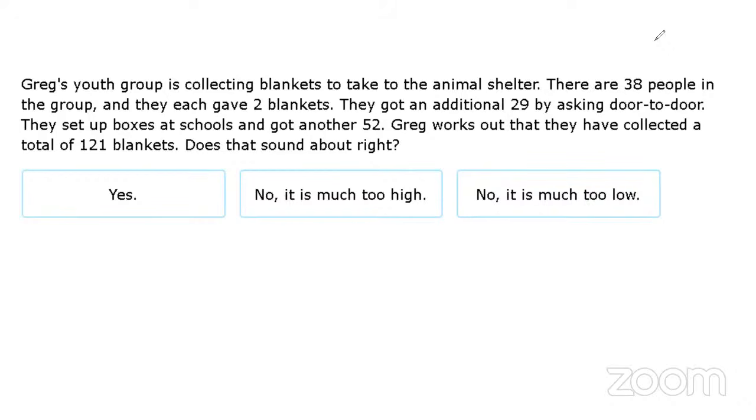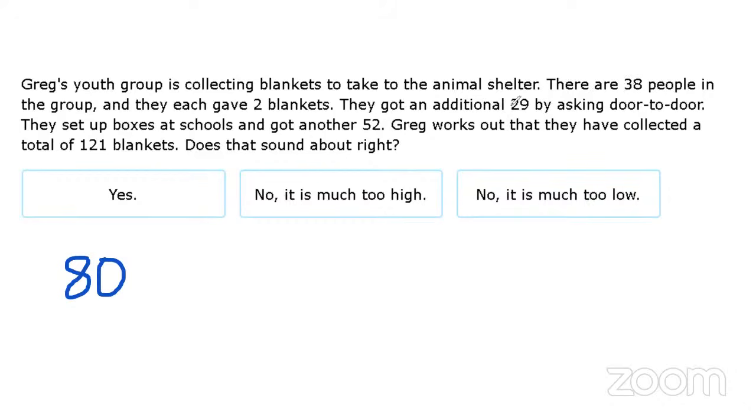So if there are 38 people in the group and each gives 2 blankets, let us do an estimate. So if it's 38 and they give about 2 blankets, we're estimating 40 people, so we can say we estimate about 80 blankets right there. This is not calling for calculation, we're estimating. So if the people give about 80 blankets, we know it's a little less because we rounded up, so it's a comfortable number to work out.